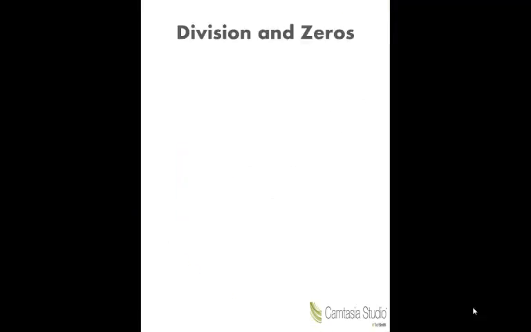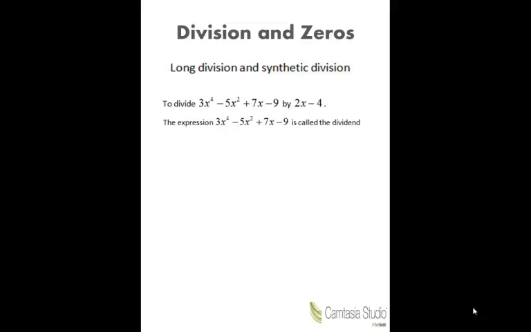In this video, we'll be learning long division and synthetic division and check the zeros of a function. Long division and synthetic division. To divide 3x to the 4 minus 5x squared plus 7x minus 9 by 2x minus 4. The expression 3x to the 4 minus 5x squared plus 7x minus 9 is called the dividend. The expression 2x minus 4 is known as the divisor.